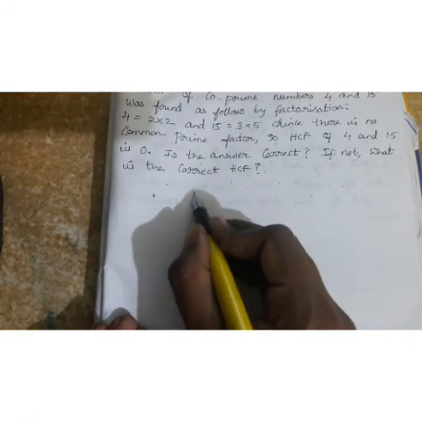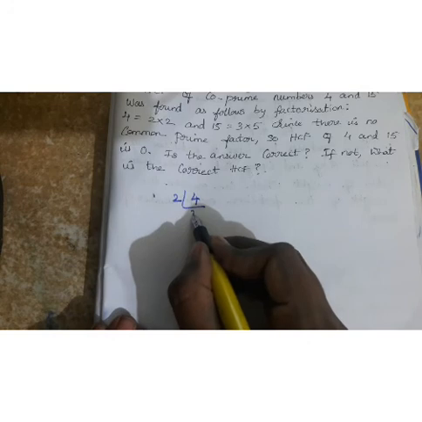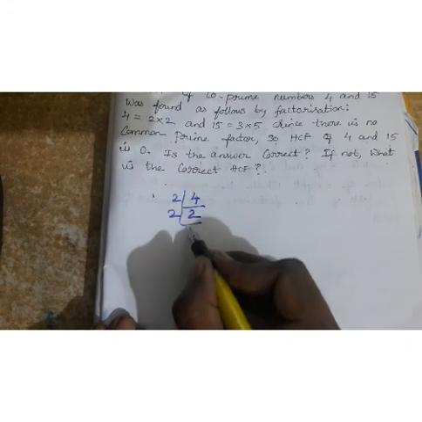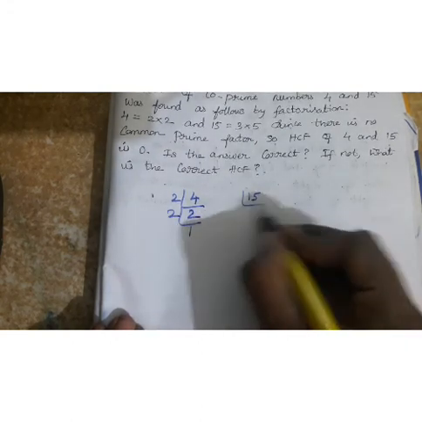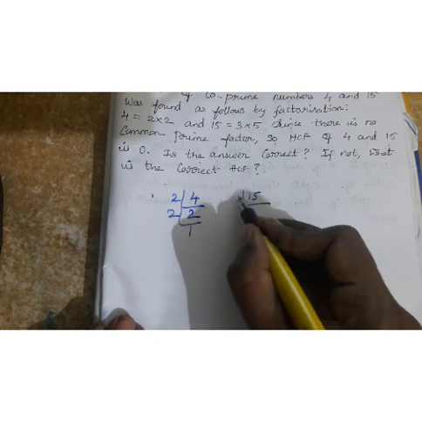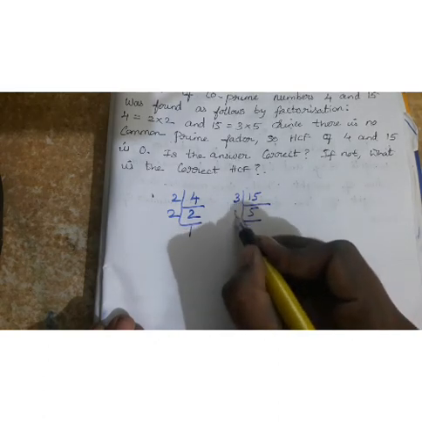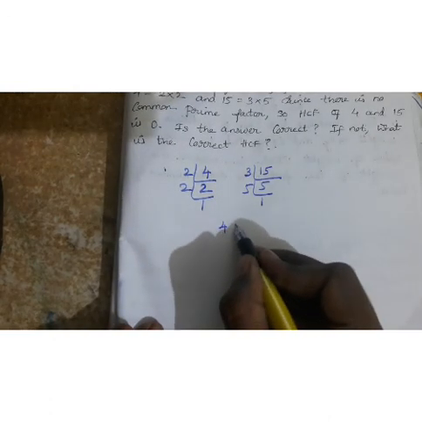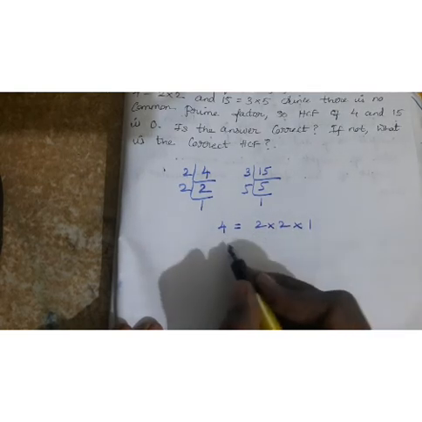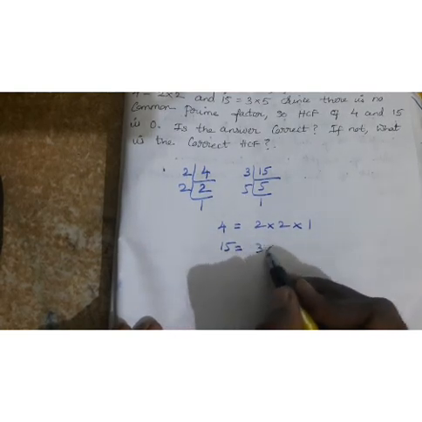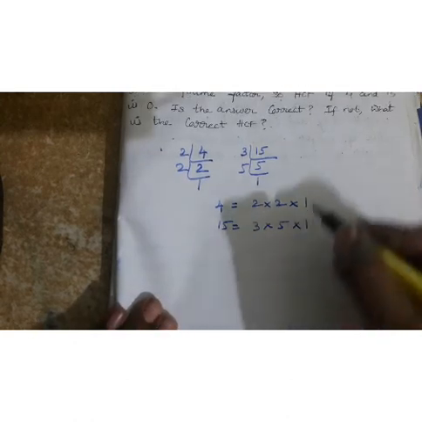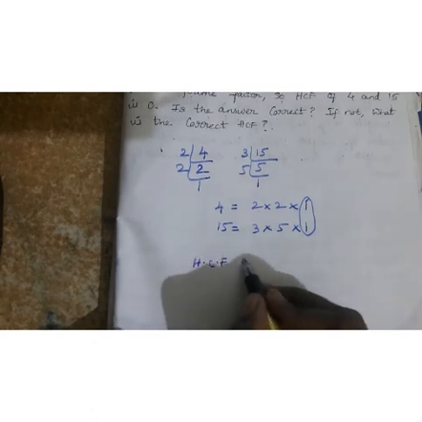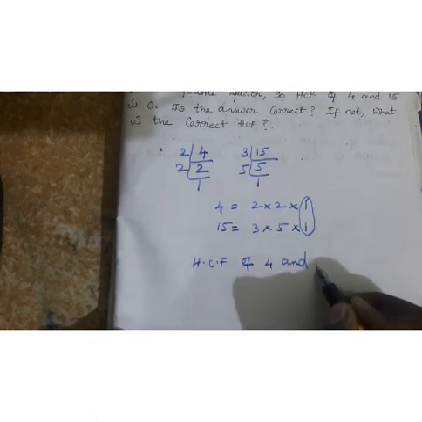Let's find the prime factors of 4. 4 divided by 2 gives 2. 2 is a prime number which divides by itself. 2 divided by 2 gives 1. Now find the prime factors of 15. 15 divided by 3 gives 5. 5 divided by 5 gives 1. Now write the prime factors of 4 and 15. 4 is equal to 2 into 2 into 1. 15 is equal to 3 into 5 into 1. Circle the common factors of the given numbers. So 1. So HCF of 4 and 15 is 1.